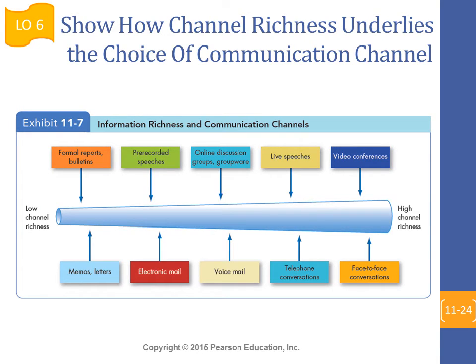Exhibit 11.7 talks about information richness and a comparative analysis of different communication channels. Here we start from the left with the low channel richness media, where we have less interactivity, less speed, and less direct communication. As we go to the right, the best possible option is face-to-face conversation. That's the highest channel richness that one can ensure.